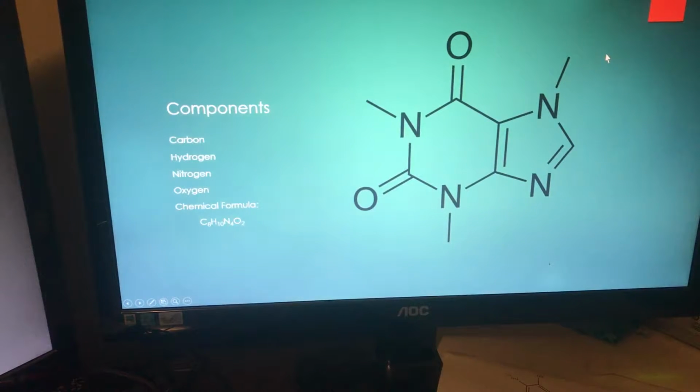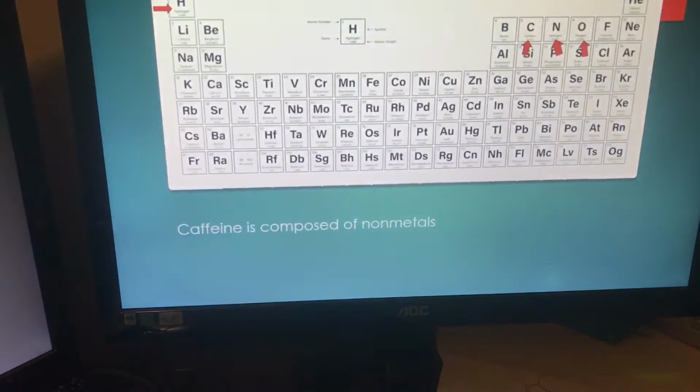The components of caffeine are carbon, hydrogen, nitrogen, and oxygen. And caffeine is an organic molecule, which means that it exists in living systems. It comes from plants and obviously interacts with the human body in a lot of different ways.